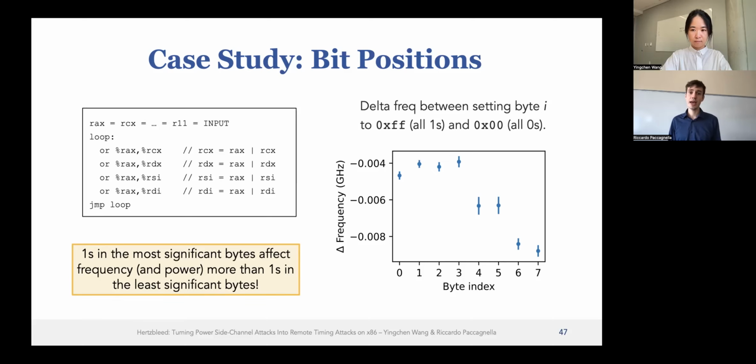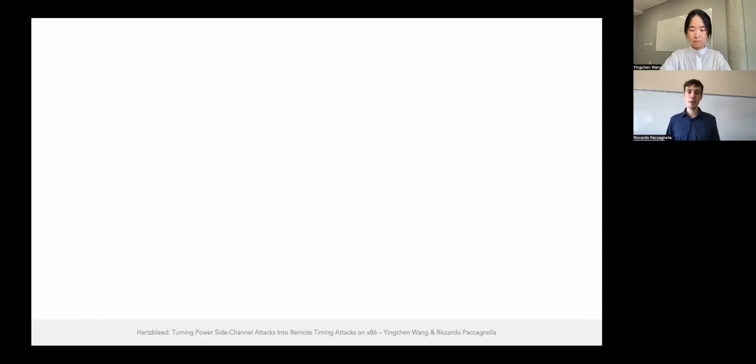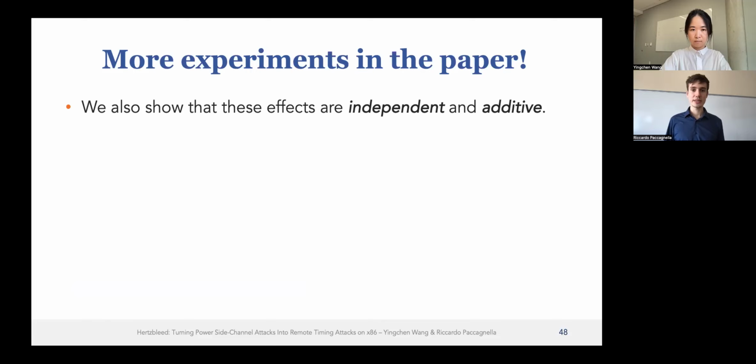And again, this is important, as I said, because it shows that it's not just differences in Hamming weight and Hamming distances that can be leaked through frequency, but even more minute changes, such as the ones about the bit positions. In the paper, we also describe a lot more experiments on each of these three independent effects. And we also show that these effects are additive and independent on modern processors.